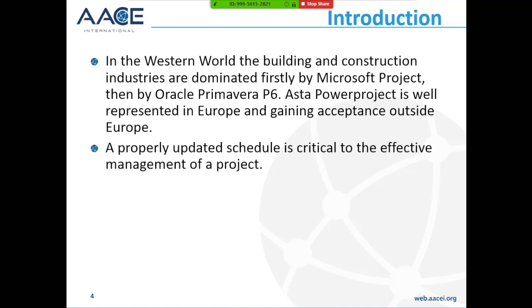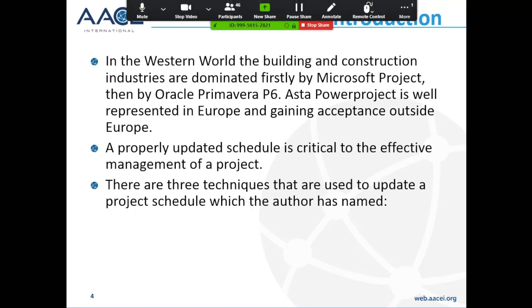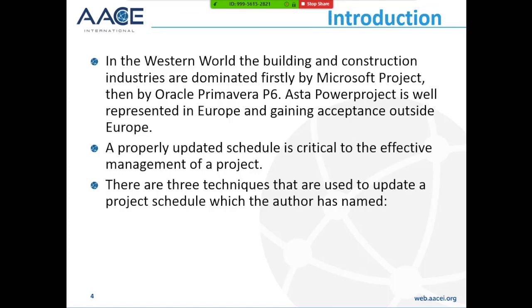A properly updated schedule is critical to the effective management of a project, and there are three techniques that I've identified that are used to update a schedule. When I searched through AACE literature, I found that they don't really identify the three different methods. So I define them as unimpacted, impacted with actuals, and impacted live. What I'm going to explain is how these three techniques differ, and then how the three software packages handle each of them.